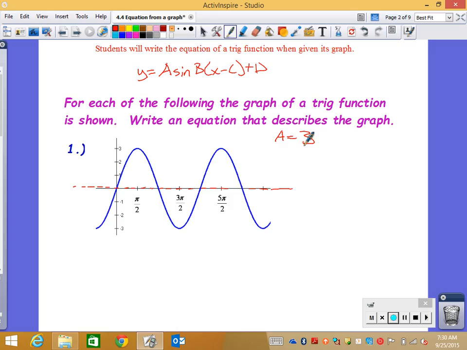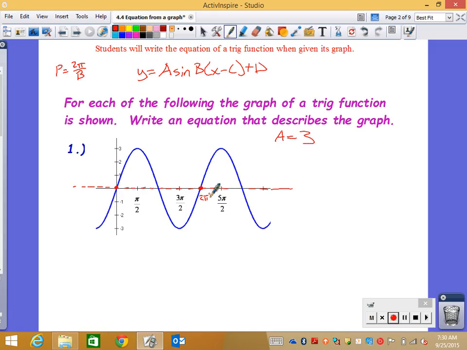The b value is related to my period. It isn't my period in fact, but it helps me find my period. We've got to remember that my period is equal to 2 pi over b. So we're going to use that. We pick a starting point where we know that we can follow it until it repeats. I like the origin. So we follow it up, down, up. Oh, look at that right there. So this is my period. That's going to be pi over 2, pi, 3 pi over 2, and then 2 pi. So my period is my normal 2 pi.